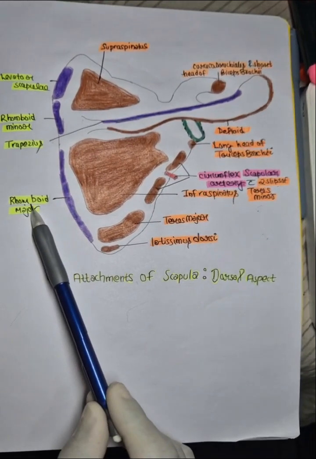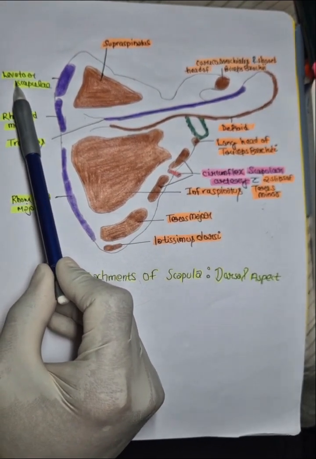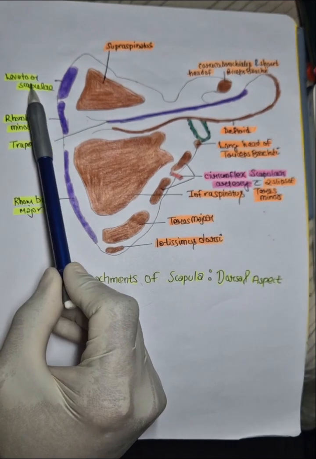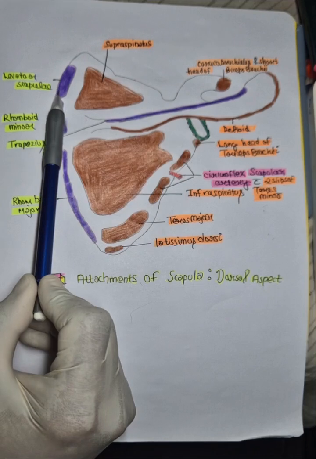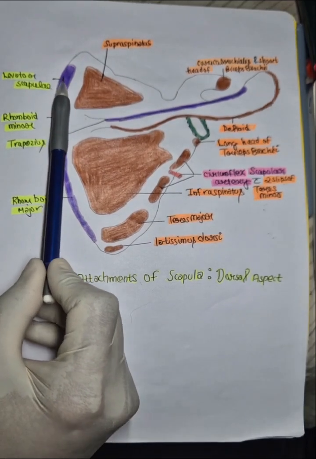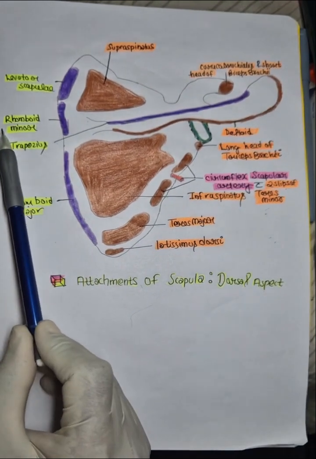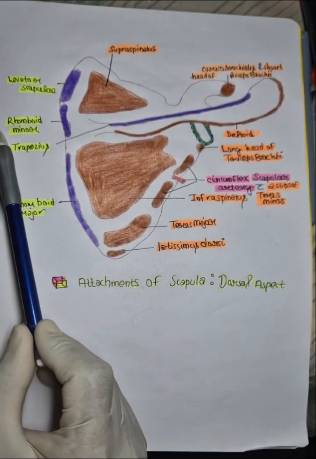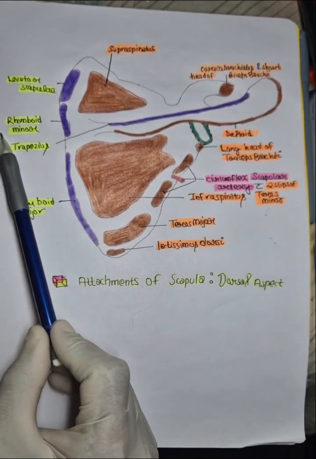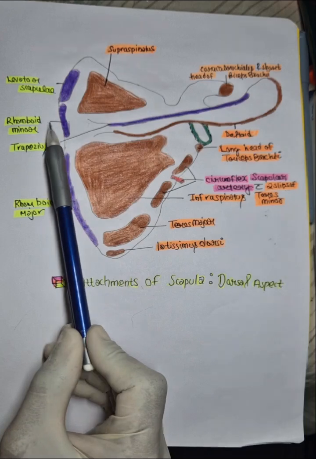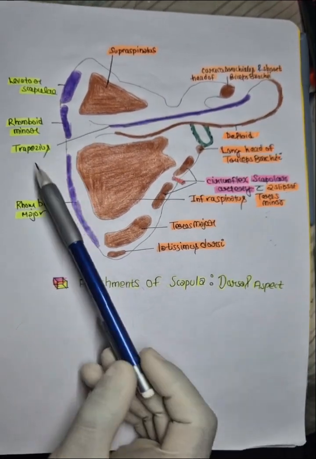Now we came to the insertions along the medial border. This is the levator scapulae muscle, which gets inserted on the dorsal aspect of the medial border from the superior angle to the root of the spinous process. Now this is the rhomboid minor muscle. This gets inserted on the dorsal aspect of the medial border opposite to the root of the spinous process.